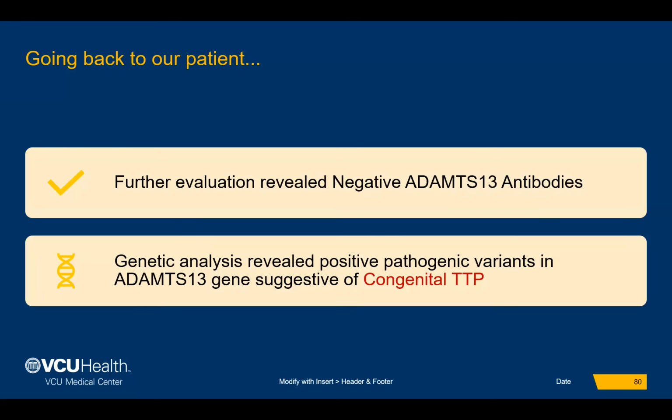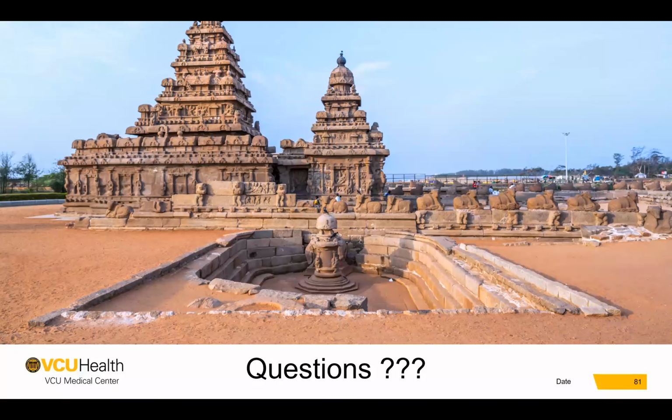And it is important to think about that because it is found that pregnancy can be the first presentation for congenital TTP in a significant number of patients. And so in this patient, we actually found out that her antibodies were negative. And then we did a genetic analysis, which showed that there were biallelic pathogenic variants in the gene. And so her final diagnosis is actually congenital TTP. So great, we saved the patient.